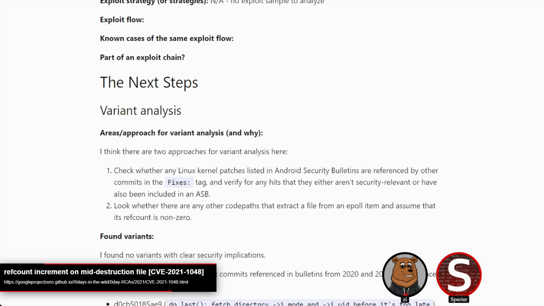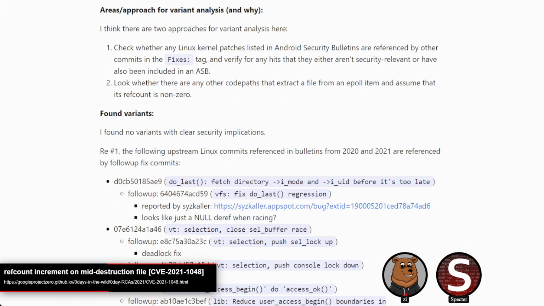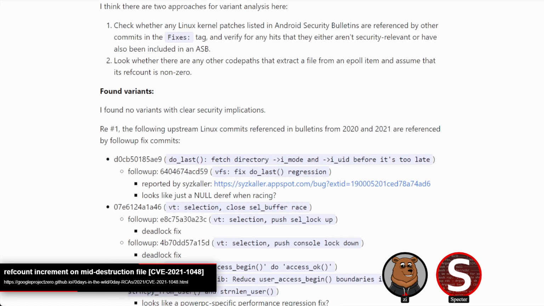So yeah, the bug is still really cool though. I like it's so subtle. I was trying to put myself in the headspace: if I was reading this code, would I have caught this? And I don't think I would have.